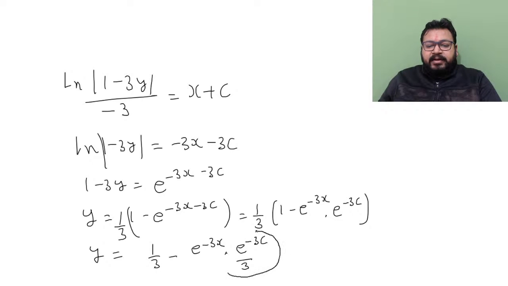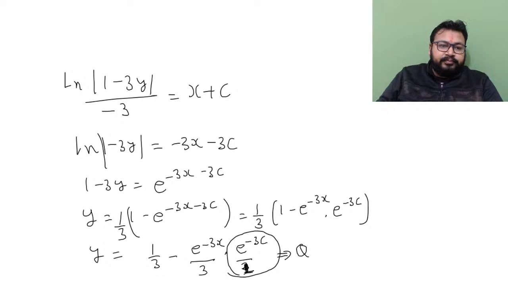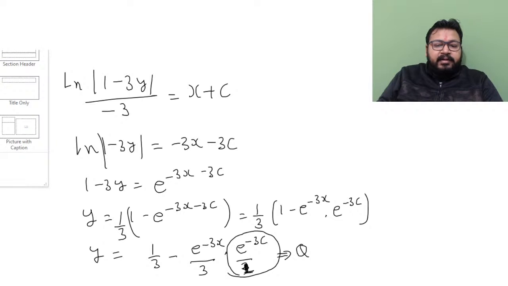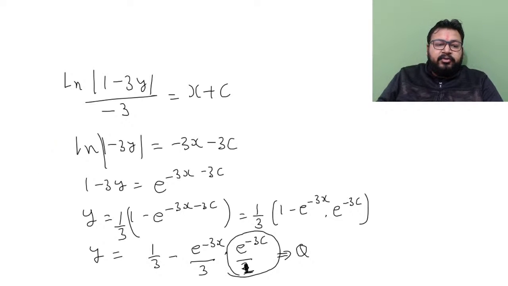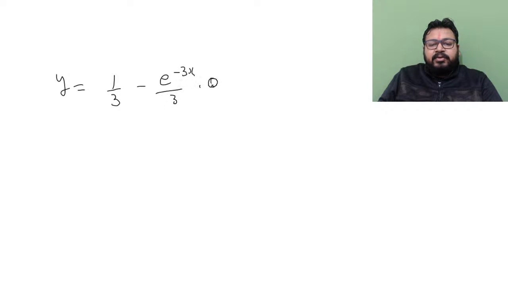इस कांस्टेंट टर्म को हम एक नाम दे सकते हैं. ओके, 3 को यहीं पे रखते हैं ताकि कॉमन आ सके, और इस कांस्टेंट टर्म को एक नाम दे देते हैं. इसे नाम दे देते हैं एक अनदर कांस्टेंट, लेट्स से q. सो y इज इक्वल्स टू 1 by 3 माइनस e to the minus 3x by 3 into q. बिकॉज अगेन c एक कांस्टेंट है, e to the power minus 3c भी एक कांस्टेंट ही होगा. तो y is equals to 1 by 3 minus e to the power minus 3x by 3 into q.